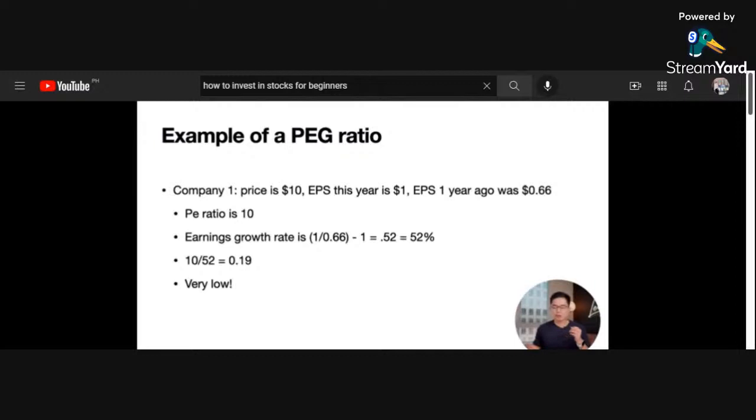Now we need to calculate the earnings growth rate. What we do is we take the earnings per share this year, so $1, and we divide it by the earnings per share last year, which was 66 cents. If you do that and subtract 1, that gives you 0.52, aka 52%. And then finally, to calculate the PEG ratio, we take the PE ratio, which we calculated, which was 10, and you divide that by 52, and you get 0.19. This is a very low PEG ratio, which means that it could be undervalued.